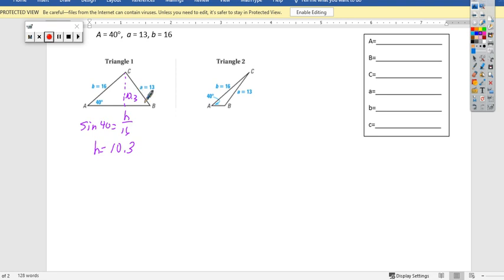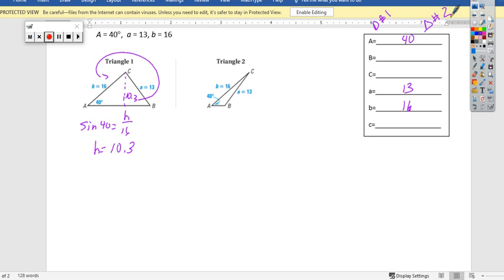And notice that the numbers going around this way are getting bigger: 10.3, then 13, then 16. That is an indication that we have two triangles here. So first thing I'm going to do is fill in the information that's given. I was given that angle A is 40 degrees, side A is 13, side B is 16. Those numbers are set for both of the two triangles. You're going to put triangle number 1 on this side, triangle number 2 over on this side over here.